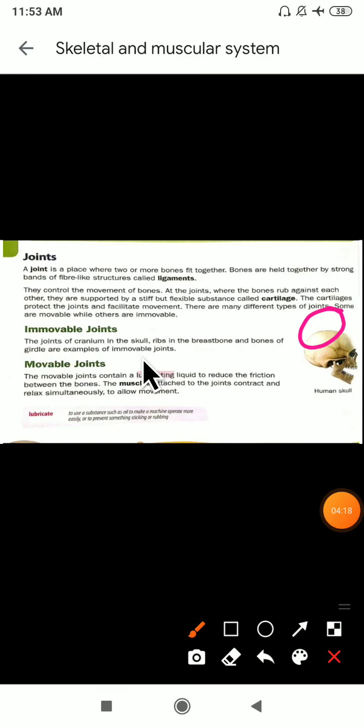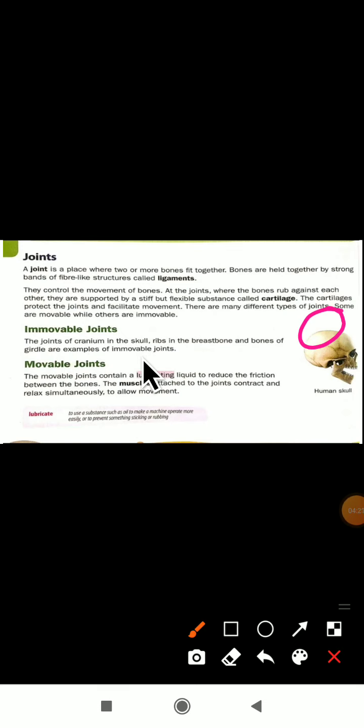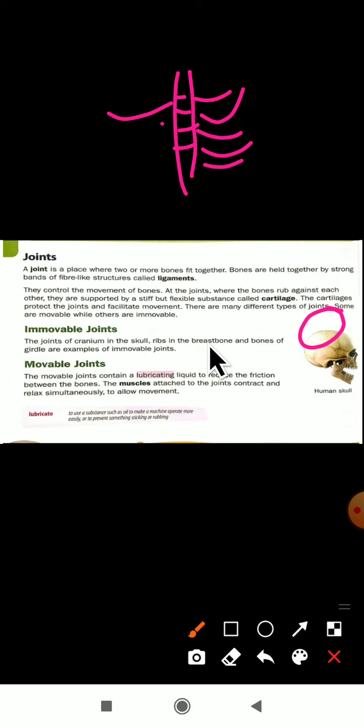These are the joints of the cranium in the skull. As you all know, the cranium is present in the skull part. Then the ribs and the breastbone. We have studied the breastbone. We have a rib cage, we have ribs, and as you all studied, there are 12 pairs of ribs.